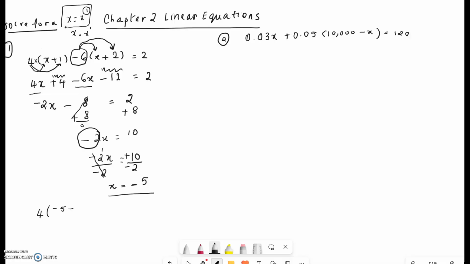If you want to check your answer, plug it back in. Negative 5 plus 1 minus 6 times negative 5 plus 2 has to equal 2. So let's try to do this quickly. That's a negative 4, and that's negative 16, minus 6 times, and that's negative 3, so that's a positive 18, and that's equal to 2. So the left side is equal to the right side, so our answer is correct.